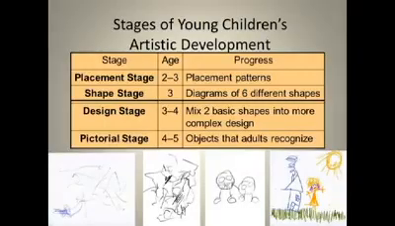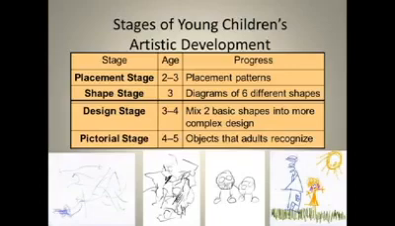Let's first discuss the placement stage. Kellogg used the term placement stage to describe the drawings of 2 to 3 year olds, drawn on a page in a placement pattern. Kellogg has identified 7 patterns of placement of scribbles on paper. Next, the shape stage.